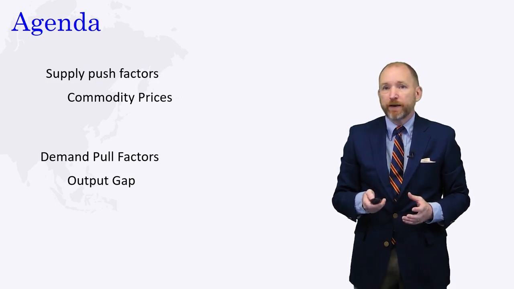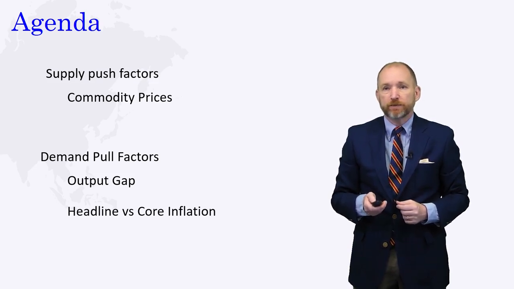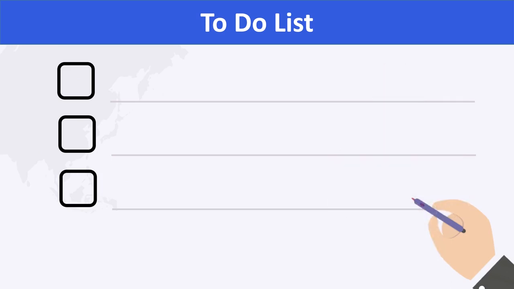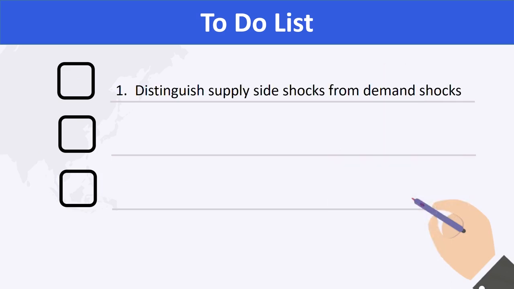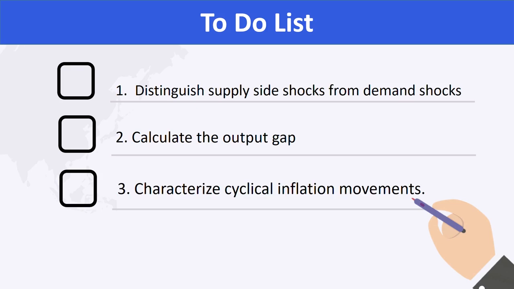To identify demand-side pressures, we look at the core inflation in goods not directly affected by volatile swings in commodities prices. After viewing this segment, you should be able to: 1. Distinguish supply-side shocks from demand-side shocks. 2. Calculate the output gap. 3. Characterize cyclical inflation movements.